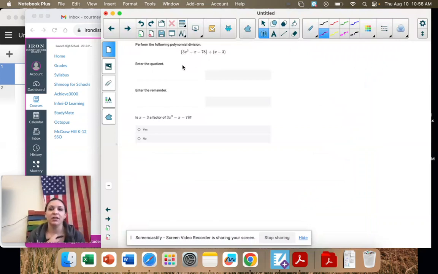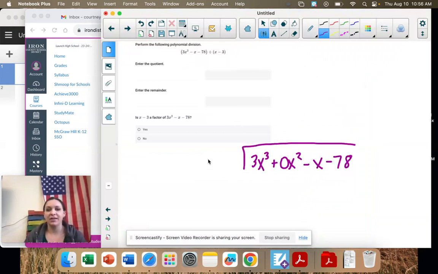It goes 3x cubed, but there's no x squared. It just goes to x. So you have to remember to add in the x squared. And then minus x minus 78, and we're dividing by x minus 3.